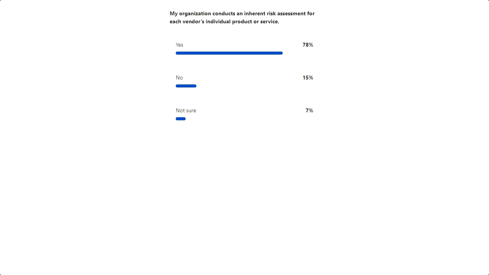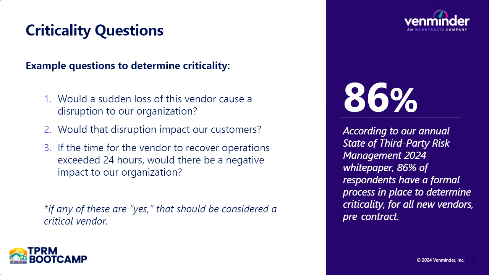Back to you, Hillary. So now that we have a risk rating, the next important piece of information is whether that vendor engagement or relationship is going to be critical or non-critical for our operations or our customers. Now, how do you figure that out? Well, we like to suggest 3 basic questions. And if you answer yes to any of these, it's likely that you're dealing with a critical vendor.